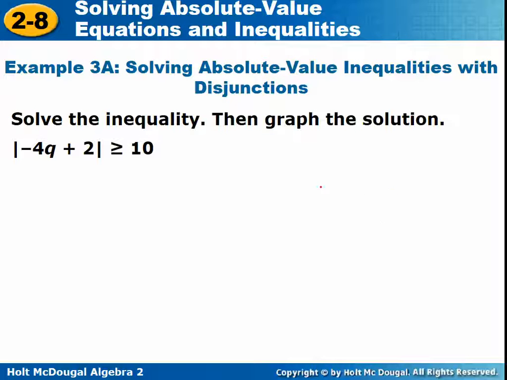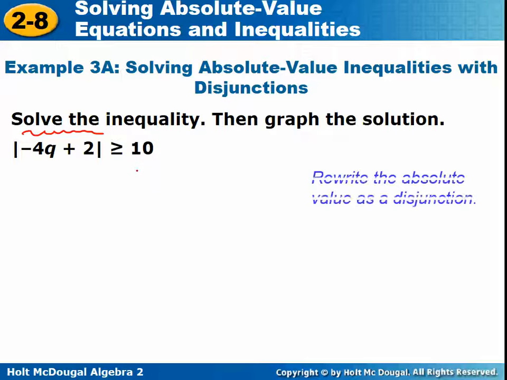Alright, so let's see. First we have to make sure we have isolated the absolute value. It means that we only have absolute value on one side. So that's done. So let's think and look at what we have. It says that the absolute value of negative 4q plus 2, so of course it's the absolute value, so it'll be a positive number, is greater than or equal to 10. So that makes sense. We can go ahead and solve this problem.